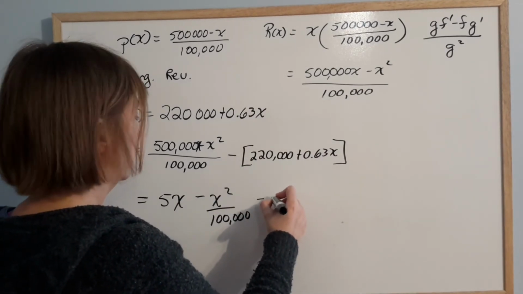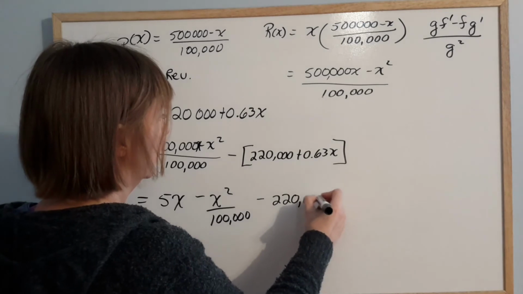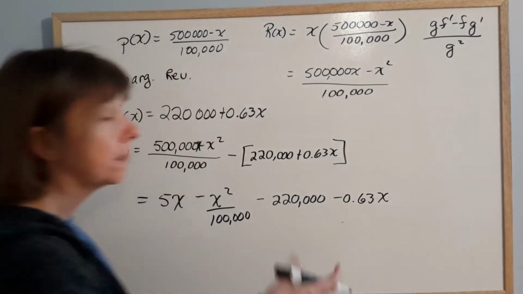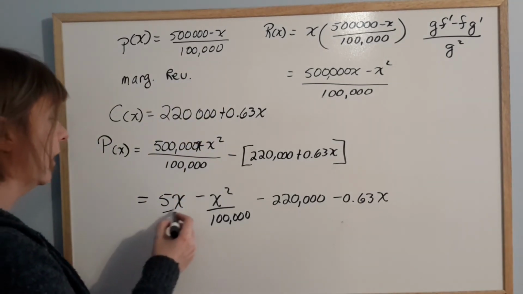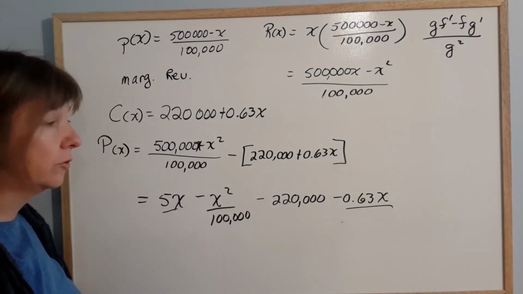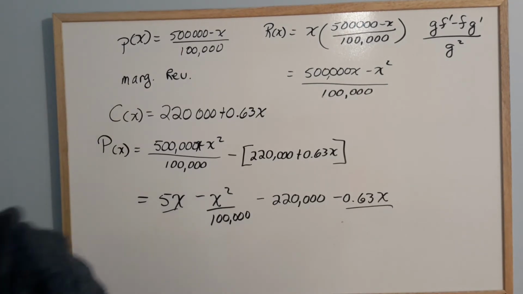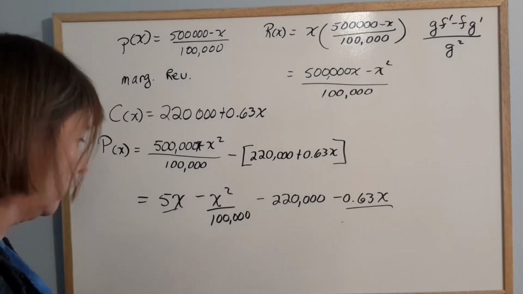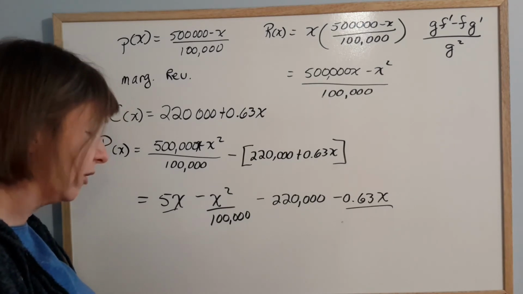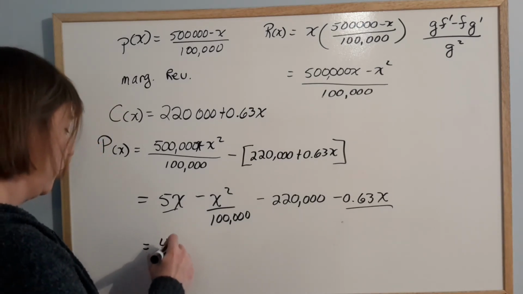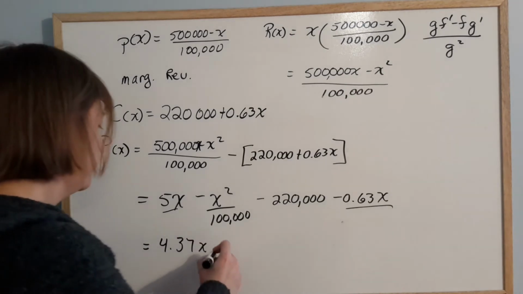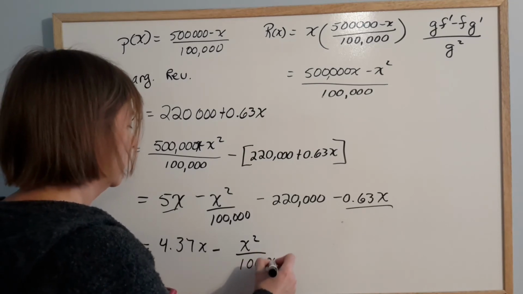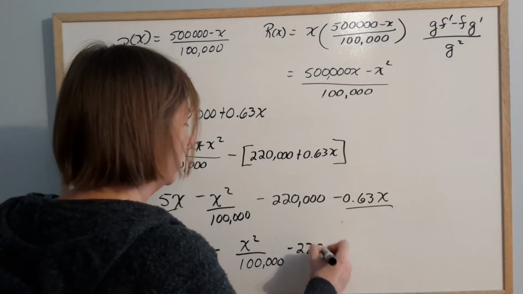minus 220,000 minus 0.63x. So I can simplify that even more because I have two like terms here. So I can do 5 minus 0.63. They don't do this in the textbook, so I have to do it on my calculator. So I would have 4.37x minus x squared over 100,000 minus 220,000.